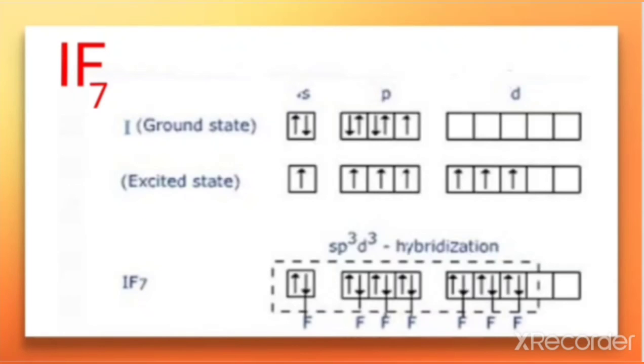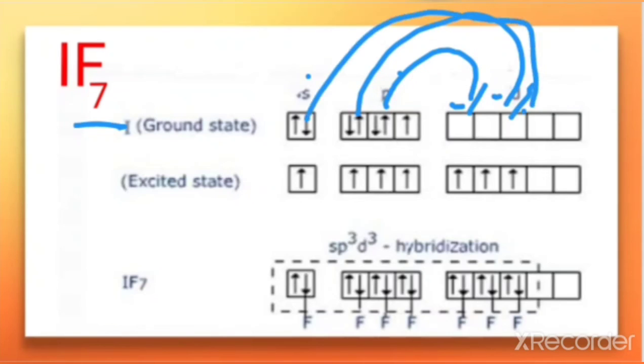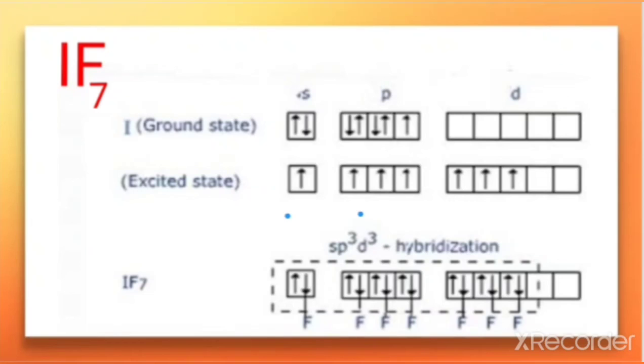Next, IF7, this also we did last year. Here the central atom is I and the ground state electronic configuration is ns2 np5. Here 7 electrons are there. 7 terminal atoms are there, that is 7 fluorine, so 7 unpaired electrons are needed. So the paired electrons from p get excited to the vacant d, and like this all get excited. So in the third excited state, there will be 7 unpaired electrons. These 7 unpaired electrons get hybridized.